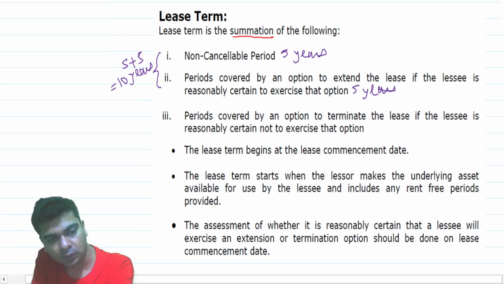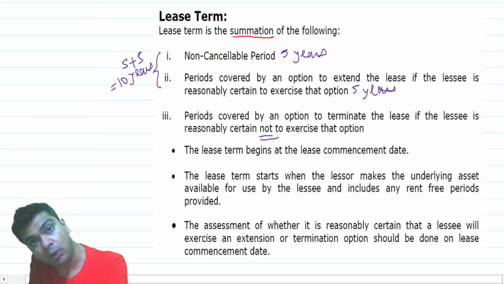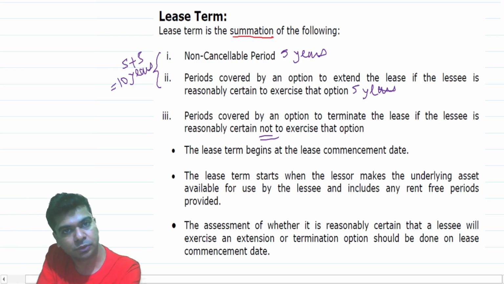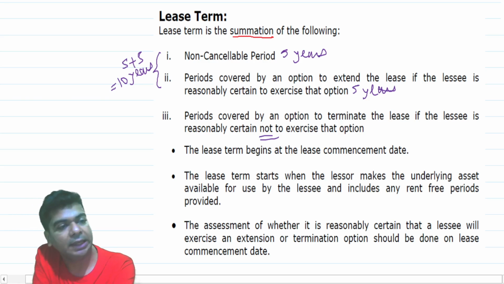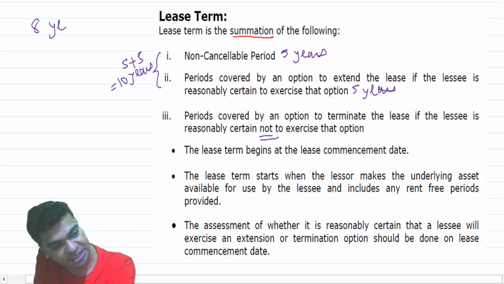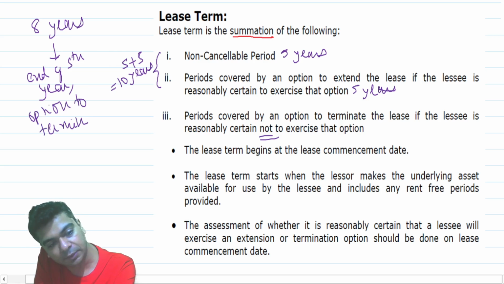In 3, they are saying periods covered by an option to terminate the lease if the lessee is reasonably certain not to exercise that particular option. This time we do not have a non-cancelable period. See, this time it is something in this way that the lease term is, let's say, 8 years. However, at the end of the 5th year, you have an option to terminate the contract. Option to terminate. Think in this way.